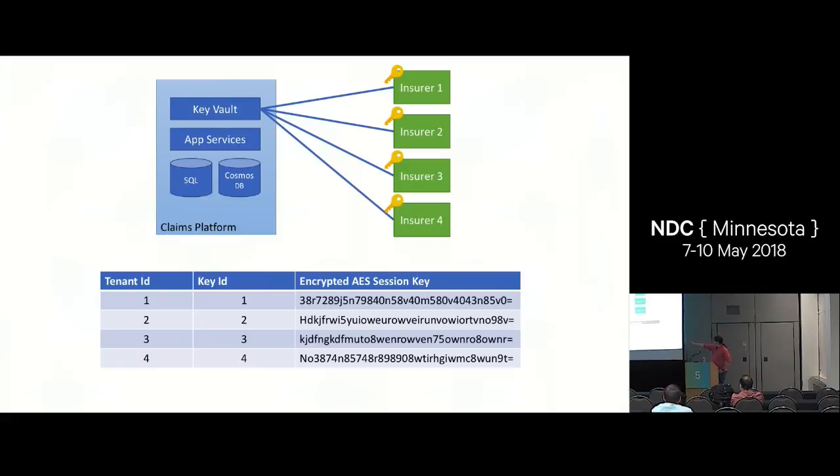So locally in our database, we're storing something like at the bottom. We've got a tenant ID, that's the ID for our insurance companies. We've got the key ID, which is that URI that you saw when we created the key. And then we have a bunch of encrypted AES session keys, which are the local keys that we use for that insurance company.